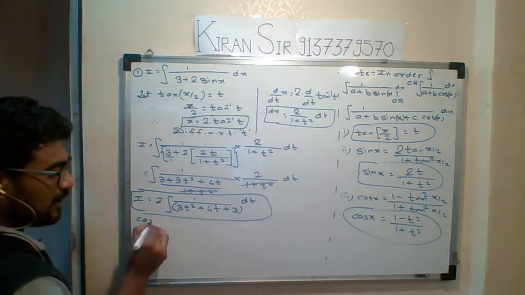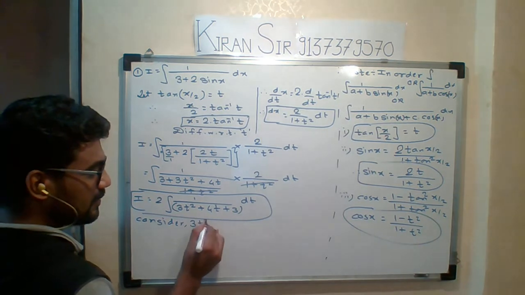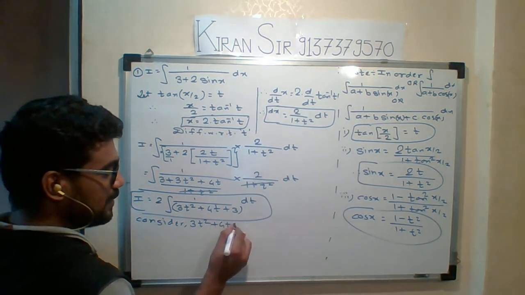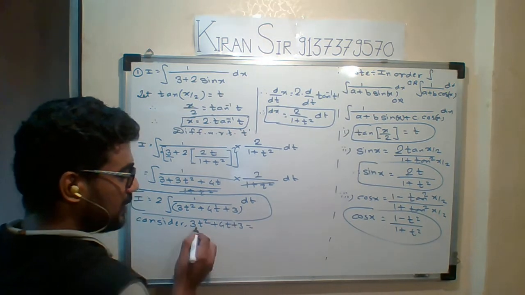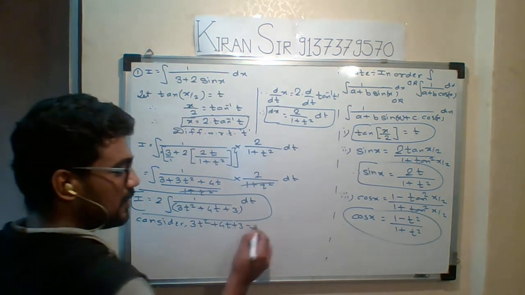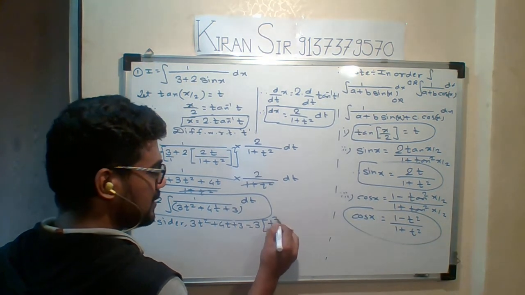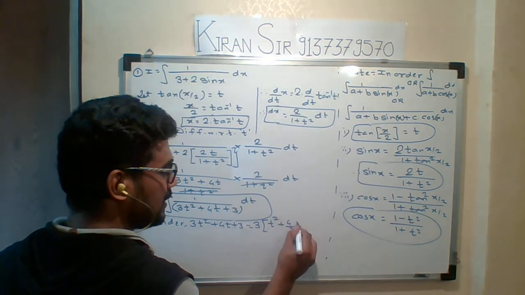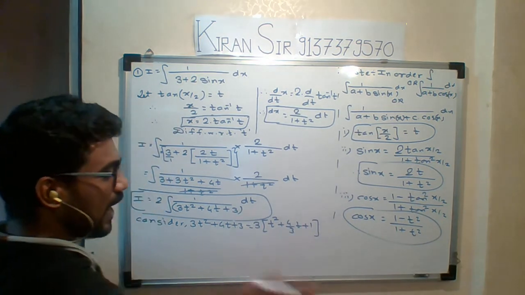तो पता है आपको क्या करने वाले हम? Consider 3t square plus 4t plus 3. मतलब एक सम में दो सम है इसमें. What is the first step? Make the coefficient of t square 1. तो take 3 common. अंदर क्या बचेगा? अंदर बनेगा t square plus 4 by 3t plus 1. And what I am going to do? I am going to add and subtract.